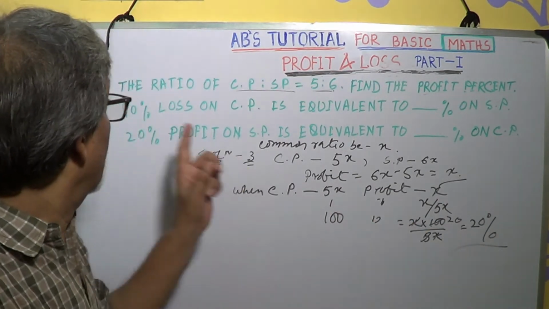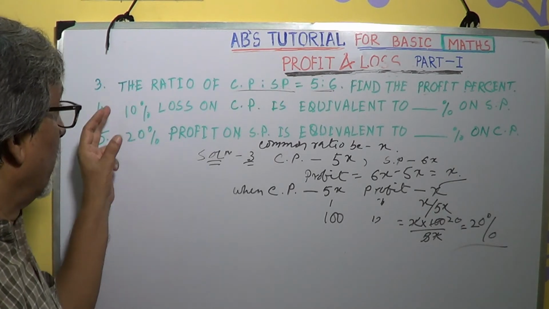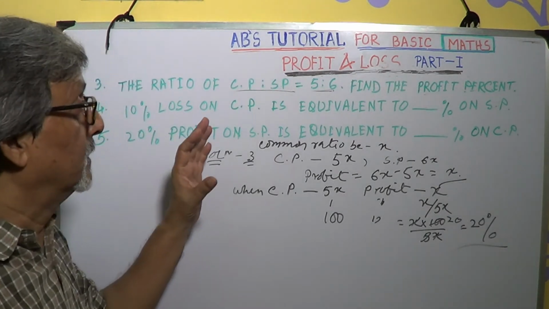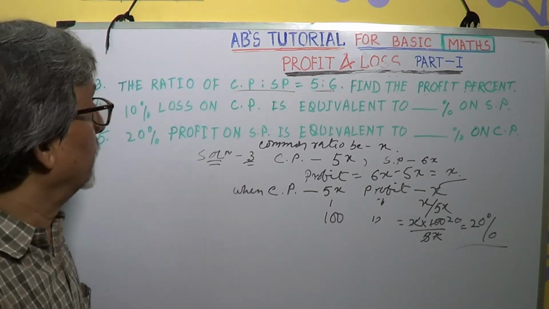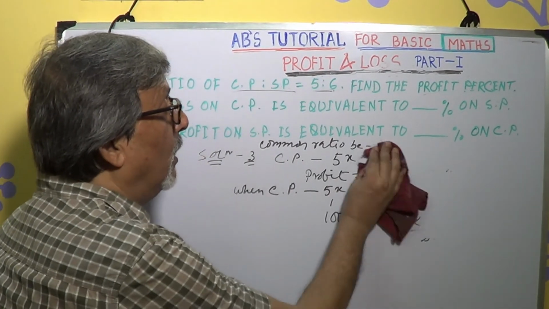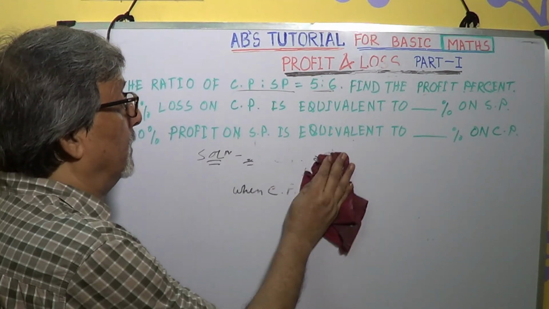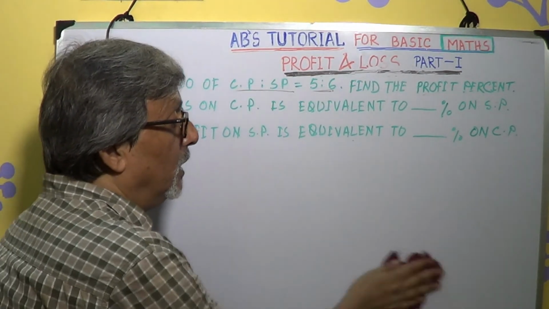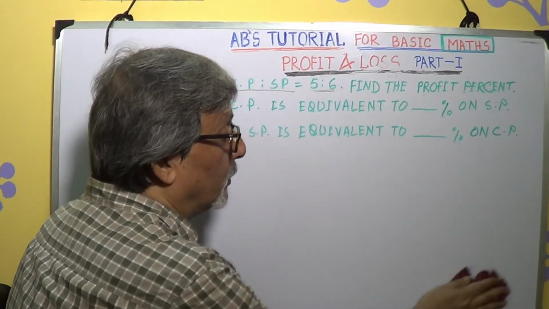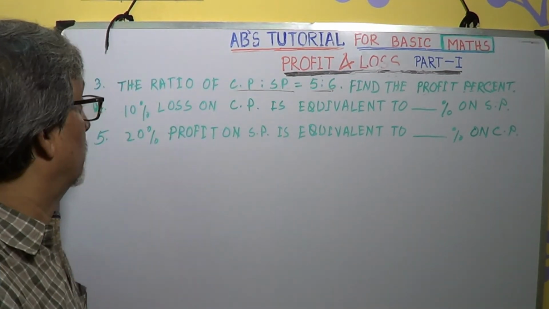Okay, now let us go for the problem number 4 and 5. 4 and 5 to some extent are identical, because here we have discussed the percentage on selling price and the relation of the percentage on selling price with cost price, and vice versa also.